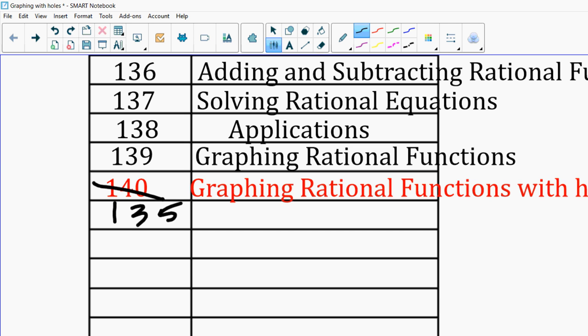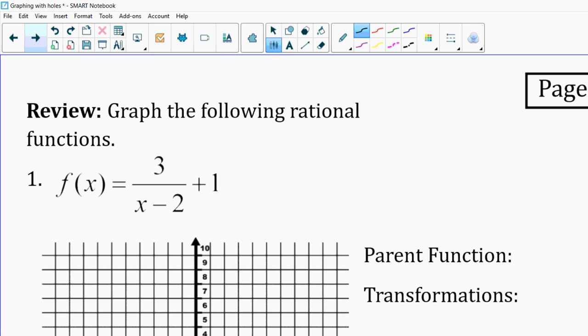It's the same thing as the one before, except it says with holes on the end of it. Everybody good now? Okay. Now, we are not going to do those two review problems. So go to the next page.